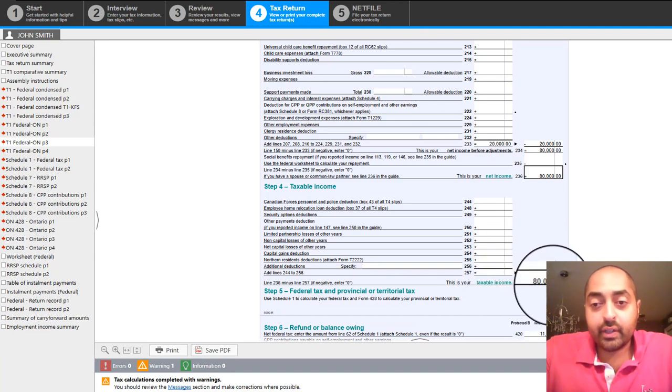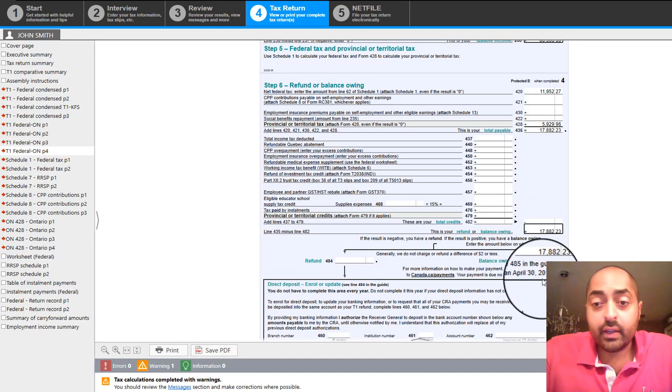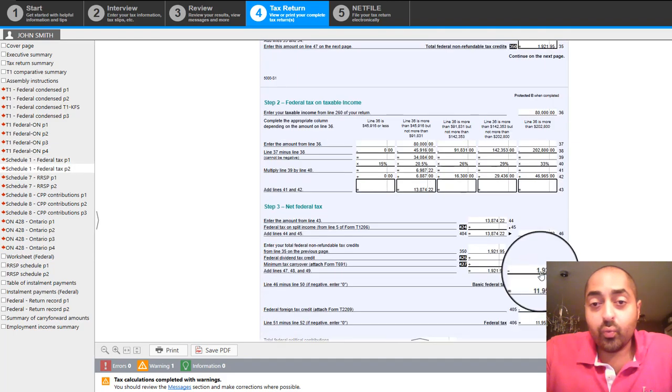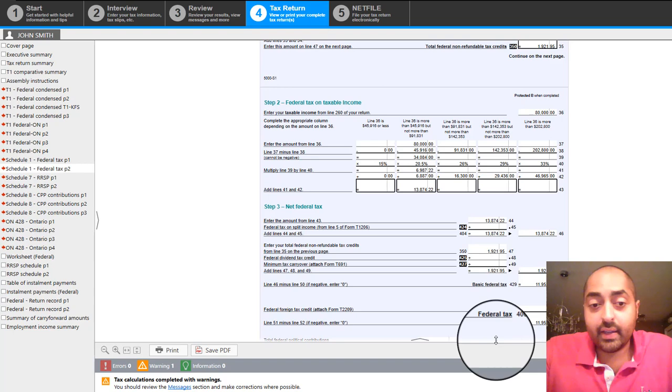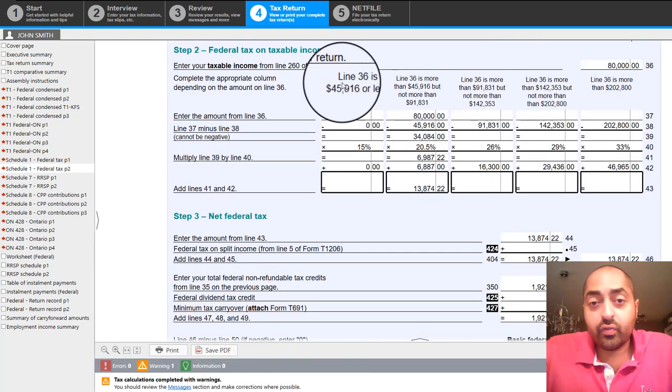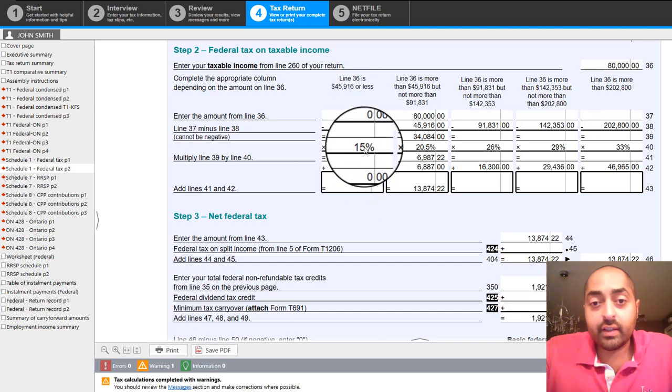And his taxable income is still at 80K. So his taxable income is at 80K, reduced by the 20K of RSP contribution. So now that 80K, that taxable income, will be used to calculate his tax payable, which is the famous bracket that everyone knows about. So 45,916 or less, you get taxed 15%, and that's just the federal side.